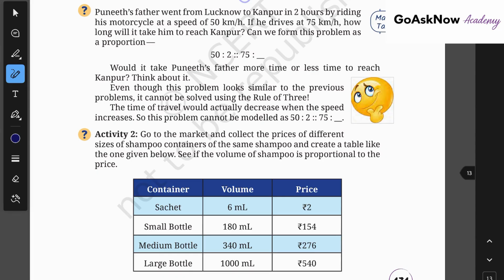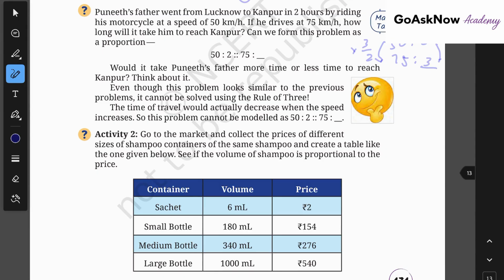Since we know proportionality is the same since it's traveling the same distance, so 50:2 must be the same as 75:?. To become from 50 to 75, we have to times it by 3/2. So we do the same thing on the right side. So 2 times 3/2 is 3.